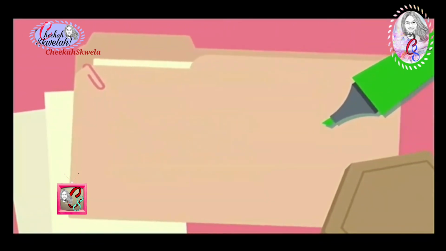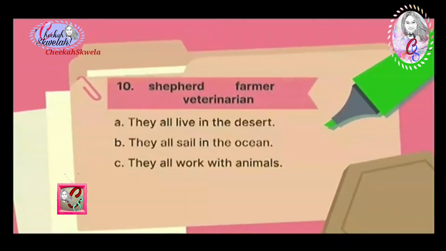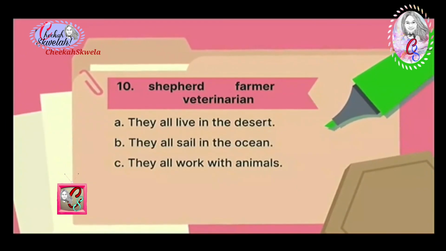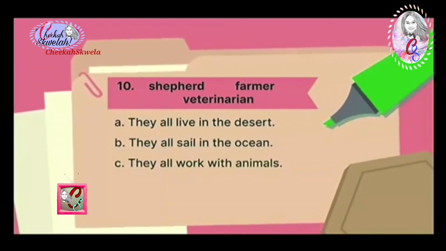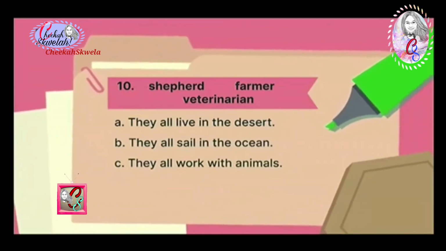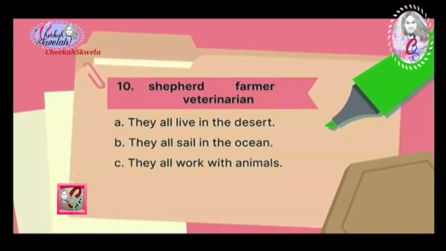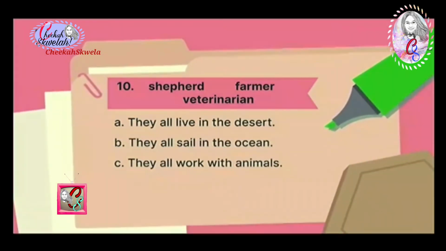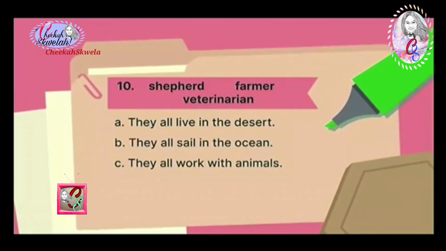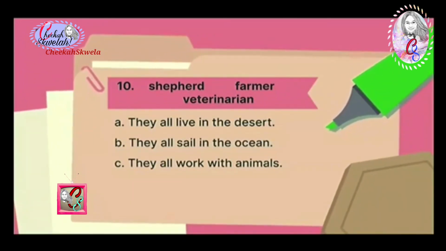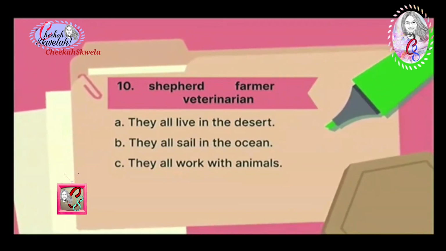The words in the box for number 10 are shepherd, farmer, veterinarian. Letter A, they all live in the desert. Letter B, they all sail in the ocean. Letter C, they all work with animals.